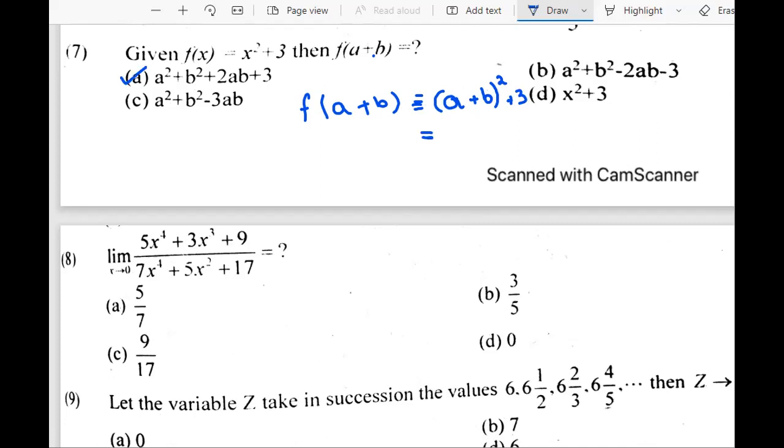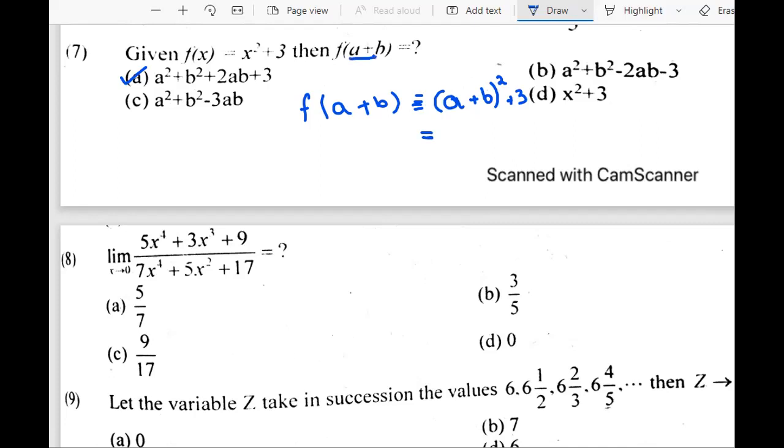Again, this was a simple question. We had a function f of x, and we had to find f of a plus b. Whenever we come across such questions, we just need to replace x with the given value. So this is how our answer would change. Let's talk about the eighth question now.